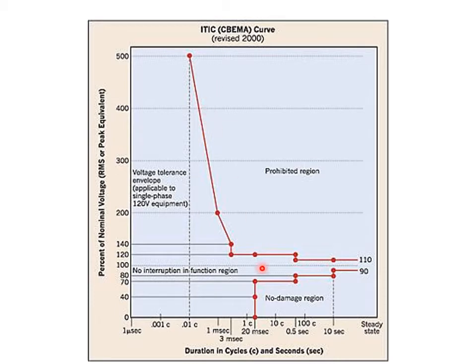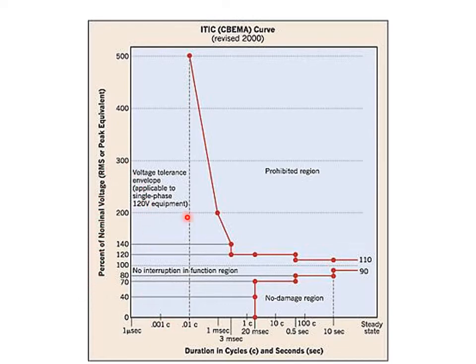In the picture you can see the curve is not smooth, whereas in CBEMA it was smoother. So that means a small modification has been done in CBEMA, and now you are seeing it as the ITIC curve. The horizontal axis is the same. It represents the duration, in terms of cycles as well as seconds, and the vertical axis represents the percentage of nominal voltage.